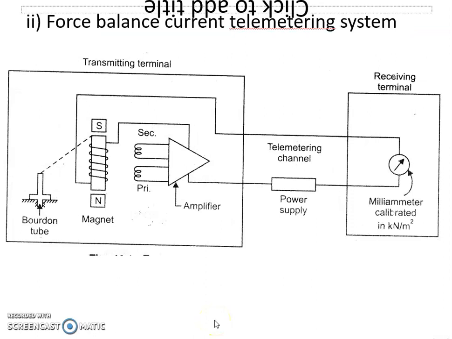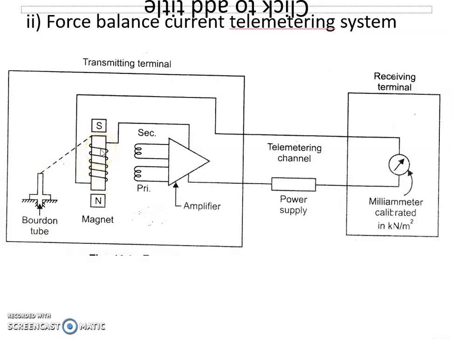So now let us see the second type of current telemetering system, that is force balance current telemetering system. So in this system, part of the current output is fed back to oppose the motion of the input variable, that is pressure, which is being measured. So as shown in this figure, when pressure is applied to the Bourdon tube, that applied pressure rotates the feedback force coil.